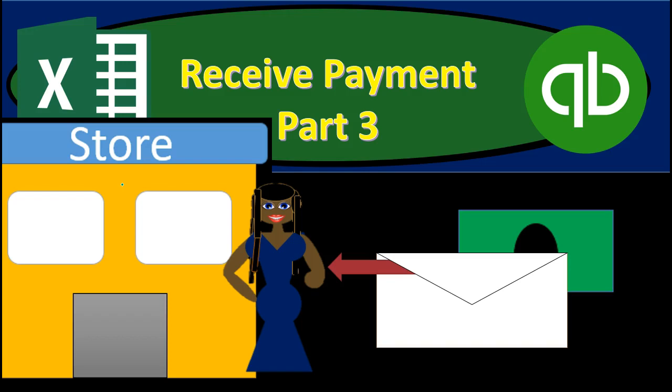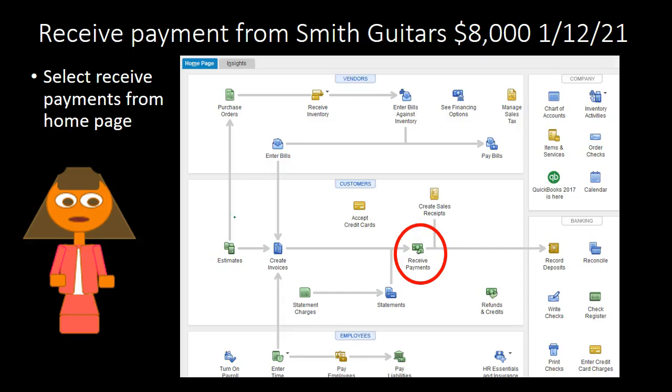If we looked at QuickBooks first, and then we're going to move to Excel and input this information to Excel, we would have a receive payment. Remember, that means that we already issued the invoice. Now we are receiving payment from the customer for an invoice issued in the past.